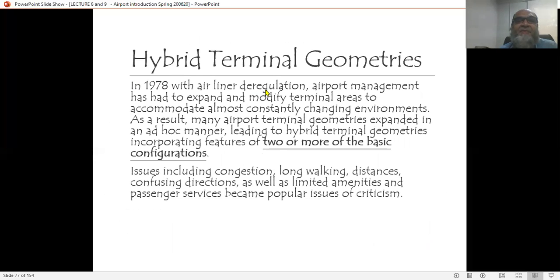Then there is the hybrid, in which, with deregulation, airport management expanded more modified terminal areas to accommodate almost constantly changing environments. As a result, many airport terminal geometries expanded in an ad hoc manner, leading to hybrid terminal geometries incorporating features of two or more of the base configurations. Issues include congestion, long walking distances, confusing direction, limited amenities, and passenger services became popular issues of criticism.